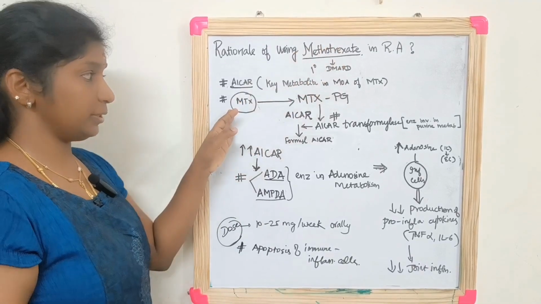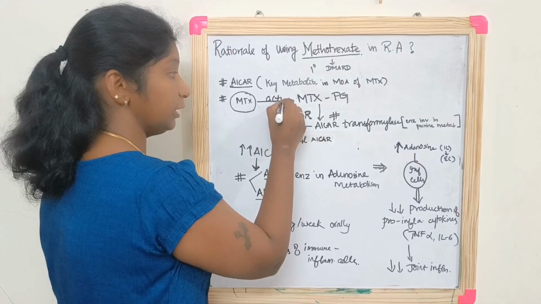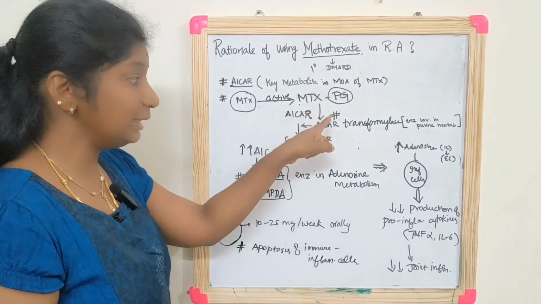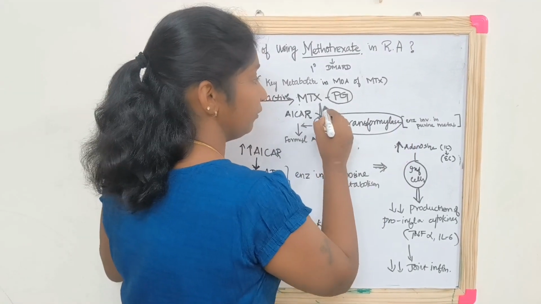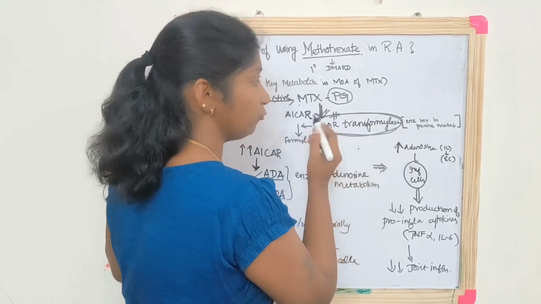Now, when you give methotrexate, what happens? Methotrexate will be converted to its active polyglutamate form, and it inhibits this AICAR transformylase enzyme. When methotrexate inhibits this AICAR transformylase enzyme, what happens?